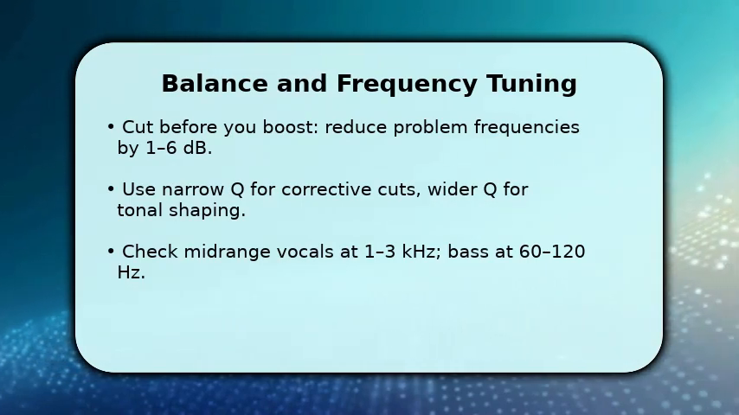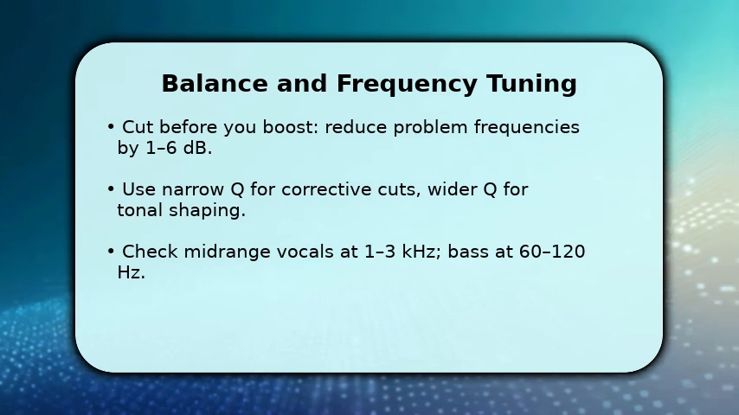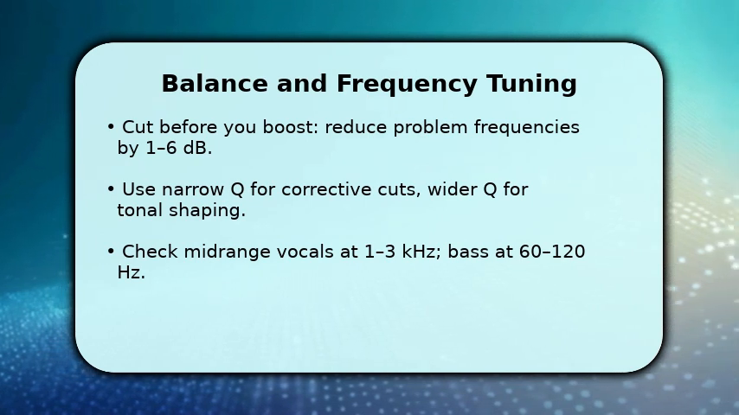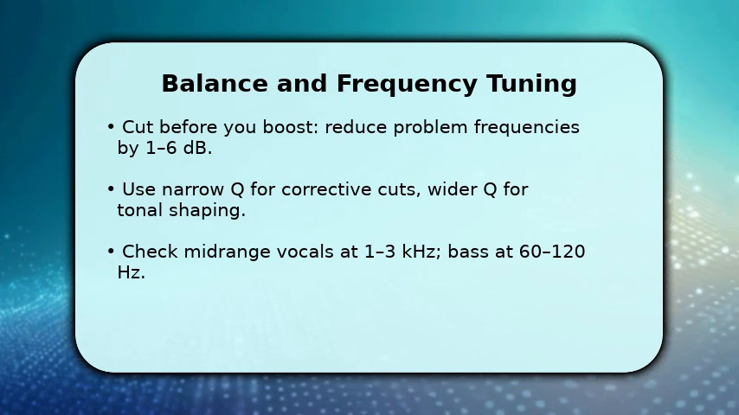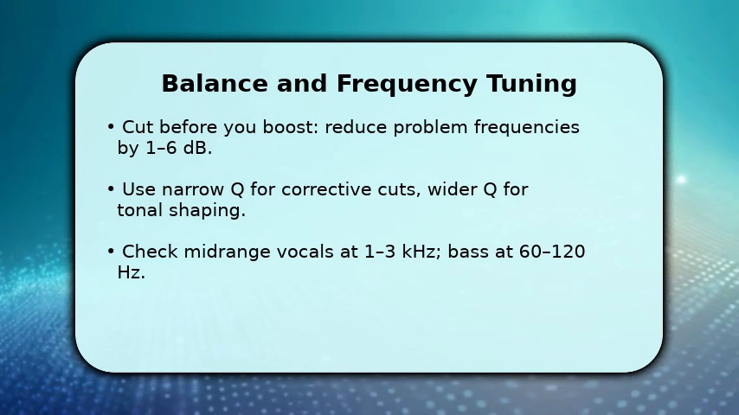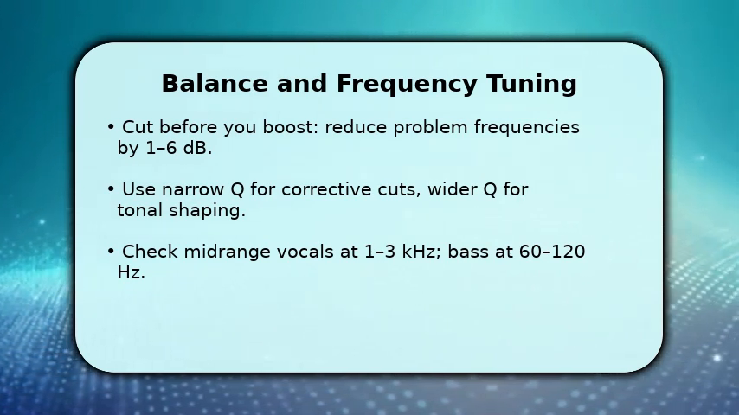Listen for masking and room boom, and prefer cutting problem frequencies rather than boosting others, trimming 1 to 6 dB where needed. Use a narrow Q for surgical cuts to remove honk or resonance, and widen Q when shaping warmth or air. Once done, sweep the 1-3 kHz region for vocal clarity and the 60-120 Hz band for bass weight.